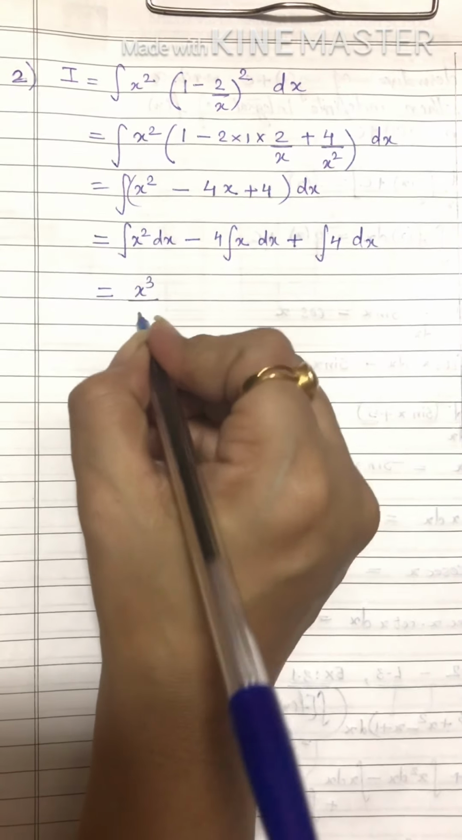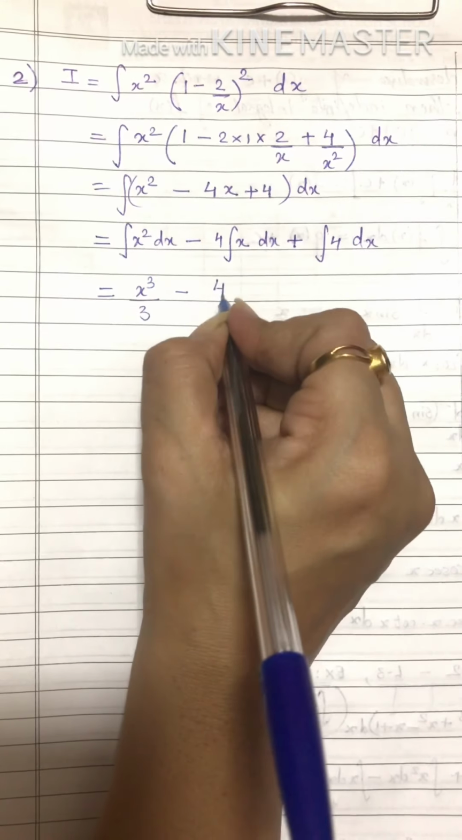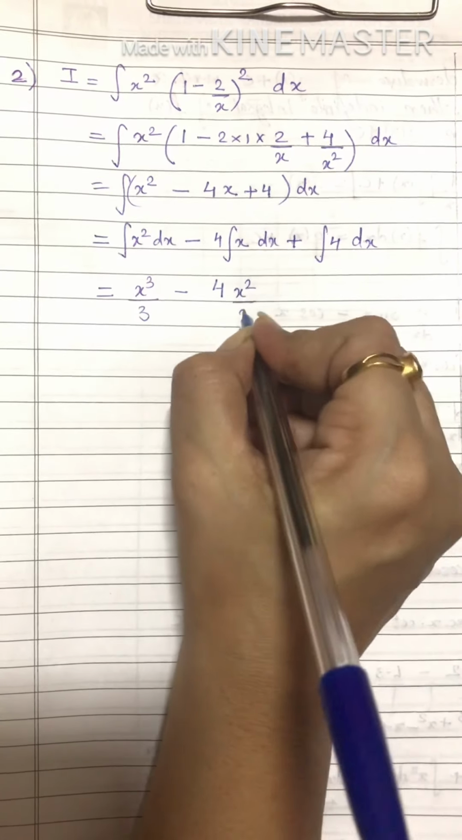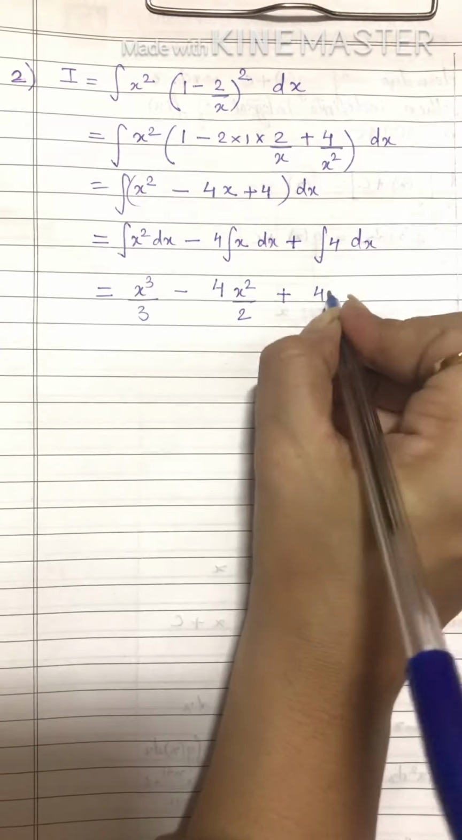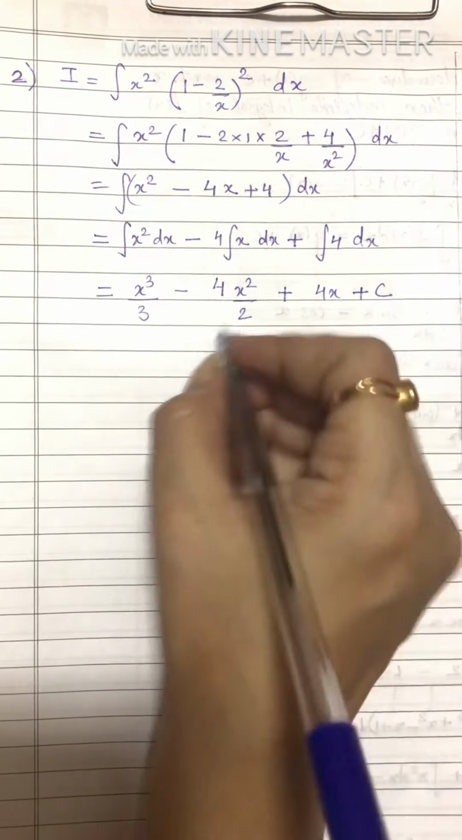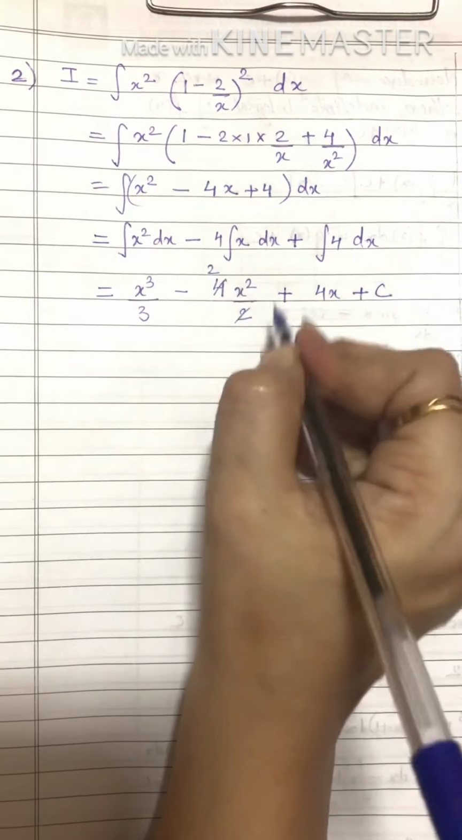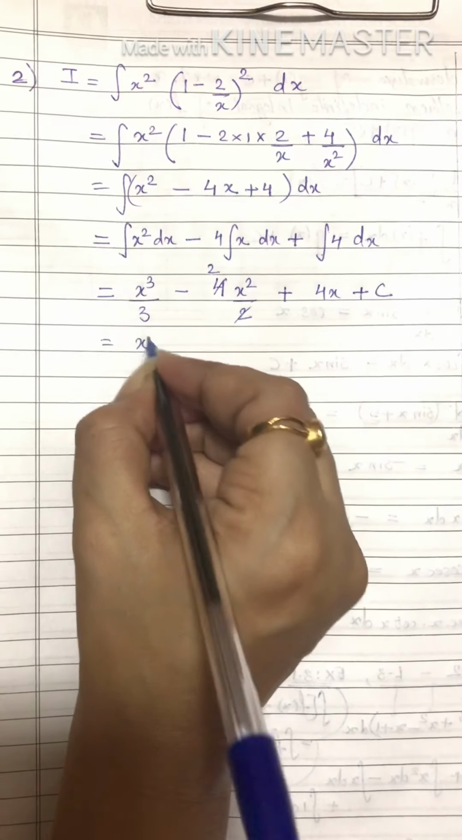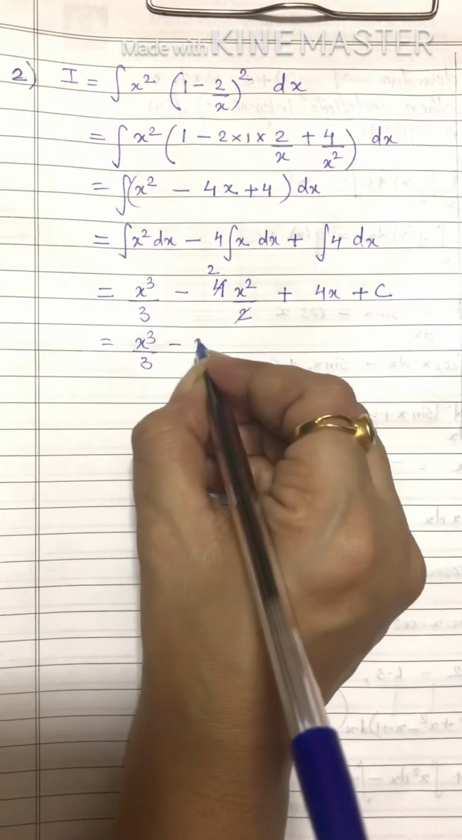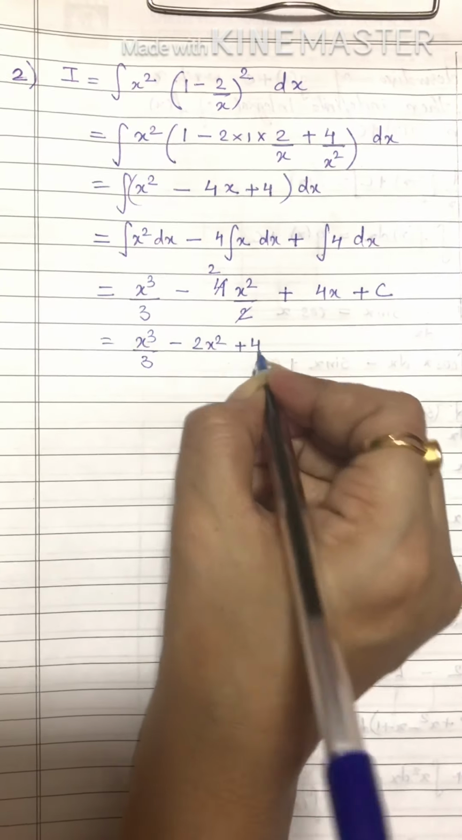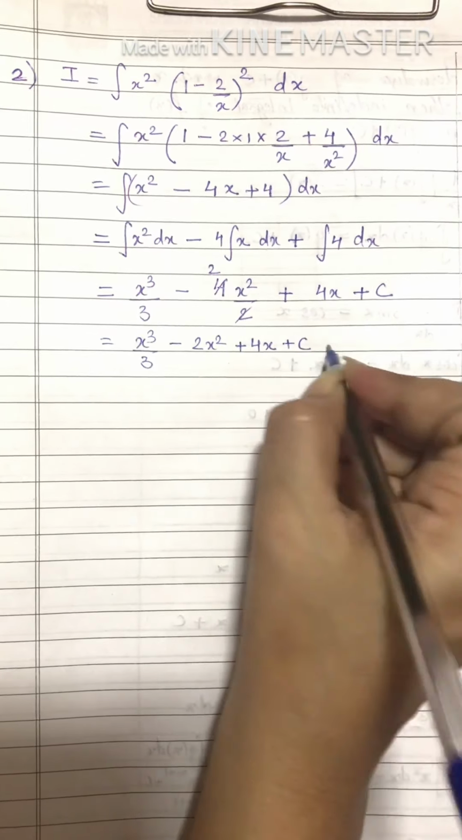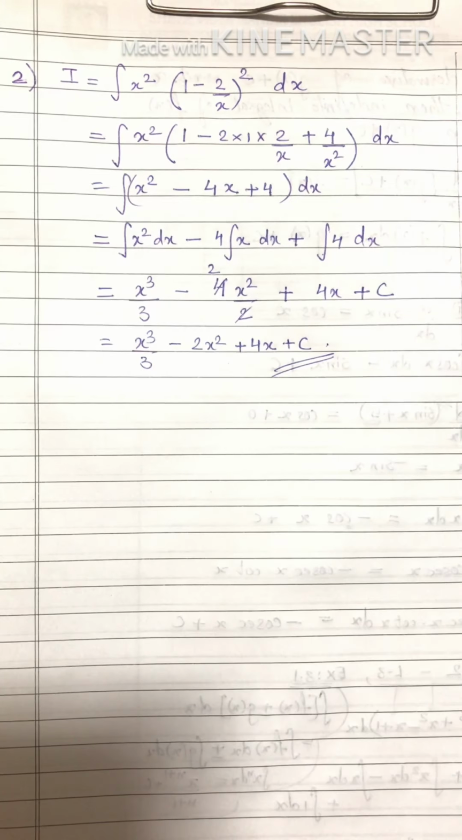Here we will get x cube upon 3 minus 4x square upon 2 plus 4x. Here it is done, so I write plus c. This can be reduced. So our final answer is x cube upon 3 minus 2x square plus 4x plus c. Okay, here we are done with second sum.